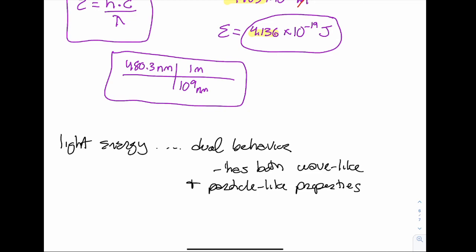And we're not going to get into it in this class. If you were to take a physics class or a physical chemistry class, you do spend more time on the dual behavior, but I do want you to know that it has both the wave-like properties that we've been talking about, but then also particle-like properties. So we're saying maybe it has mass, that sort of thing.